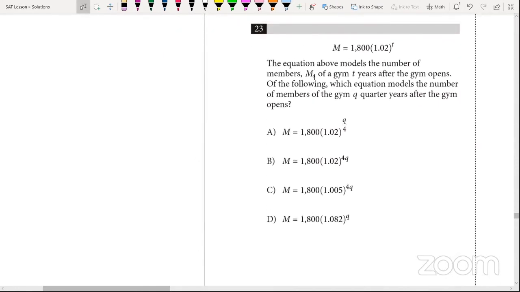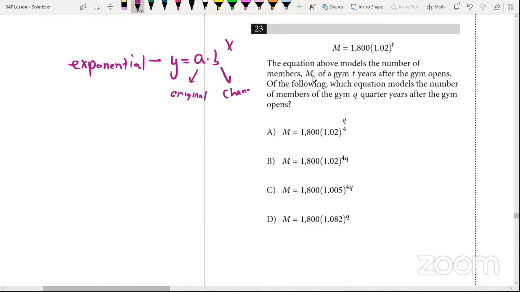Okay, 23 can be kind of a vexing problem. Couple of ways to look at this one, but we'll pick the simplest one. First of all, an exponential equation is going to be something in the format of a times b to the x. A is the original amount. B is how it's changing, and we're changing by multiplying.